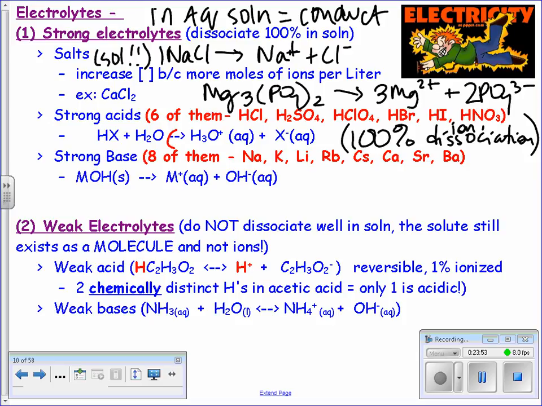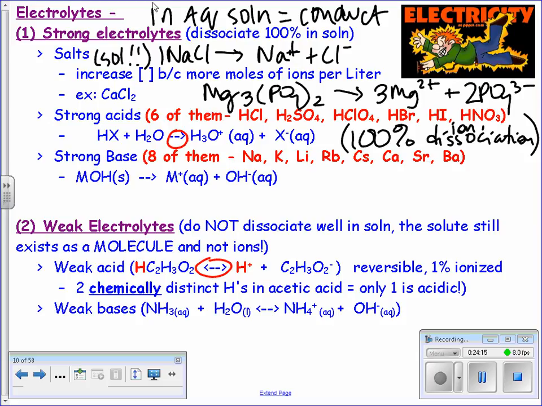Now, when I draw a single arrow like that, that straightforward arrow, that indicates that it's 100% dissociation or 100% ionization. If I draw an arrow like this, and let's look down here, you see the double-headed arrow? That means it's a reversible reaction. That means it's a weak acid. So I'm going to really do a good job of showing you that, pointing it out to you at the time.